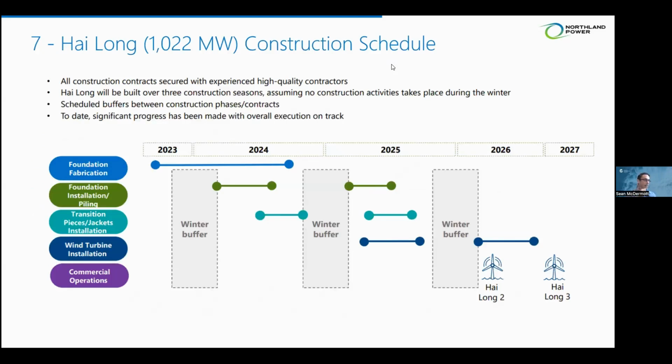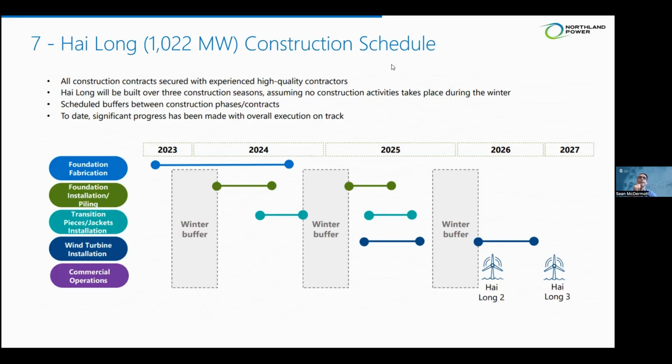Two last slides, and then I'll look at the Q&A again. This is just two construction schedules. One for our Hai Long project in Taiwan right now, and one for our Baltic Power project in Poland. What's sort of interesting about them, and I'll show them back to back, is that they're roughly the same size, but the Taiwan project is longer, and it's longer because the climate conditions are different. And this goes into how every wind farm is unique.